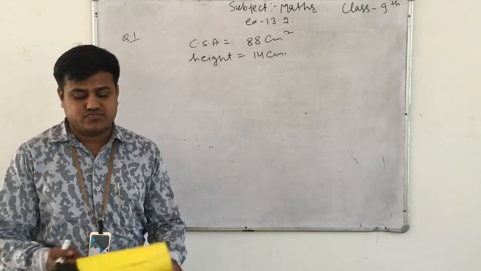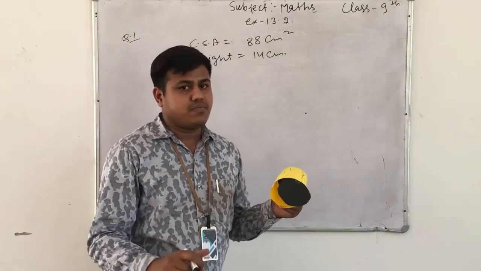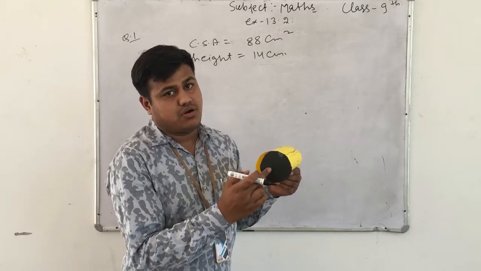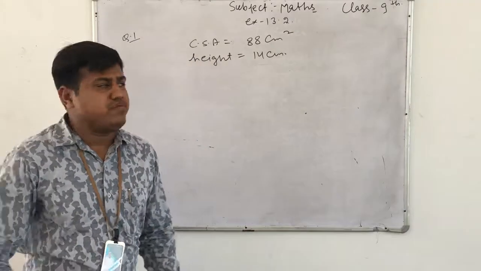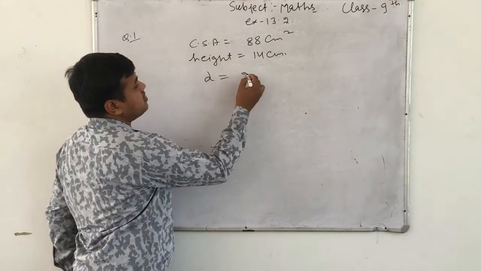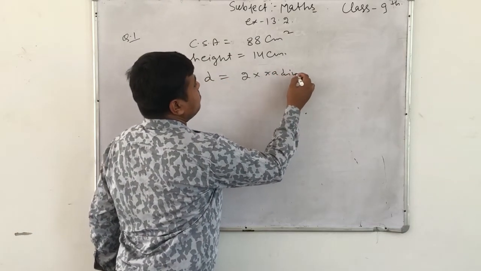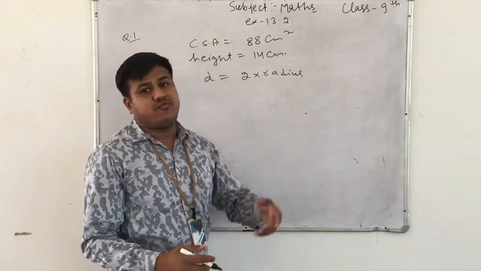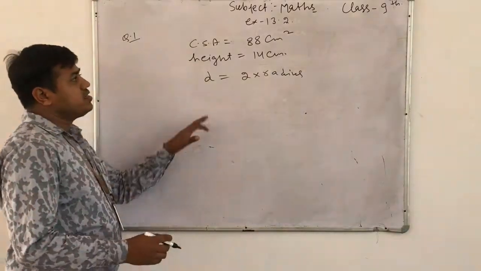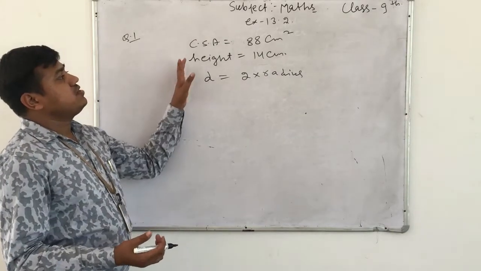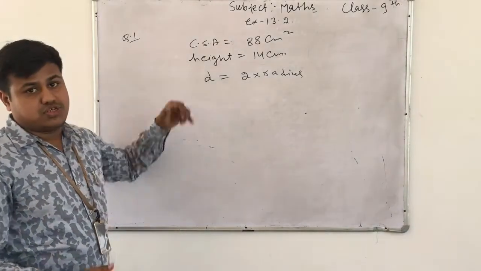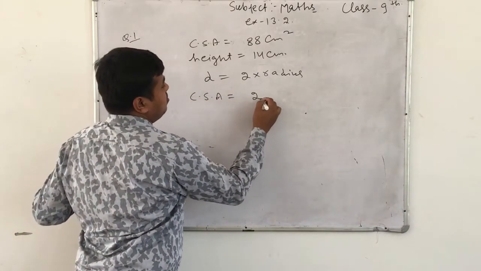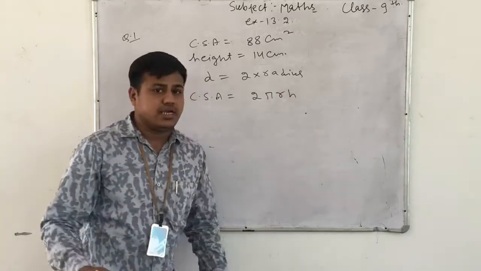It means curved surface area is given, height is also given. We have to find the diameter of the base of the circle. And we have discussed in previous classes also that the diameter is twice the radius. It means we have to find the radius. So, if we have to find the radius from this question, what do we do? We know the formula of CSA of cylinder, that is 2 pi r h.